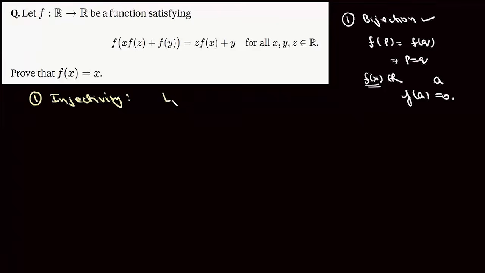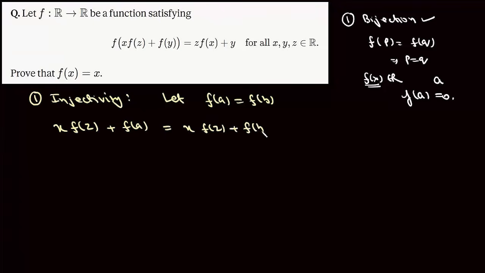And for this, let's say we have 2 points, f(a) equals f(b). Now if we fix x and z, then we can write x f(z) plus f(a) will be equal to x f(z) plus f(b). So we have basically added x f(z) on both sides.